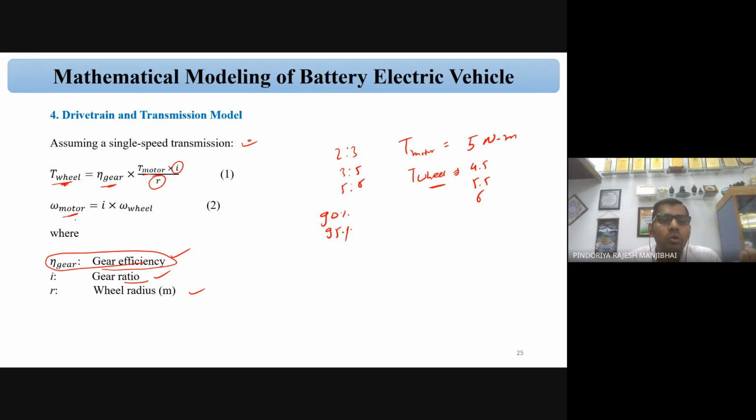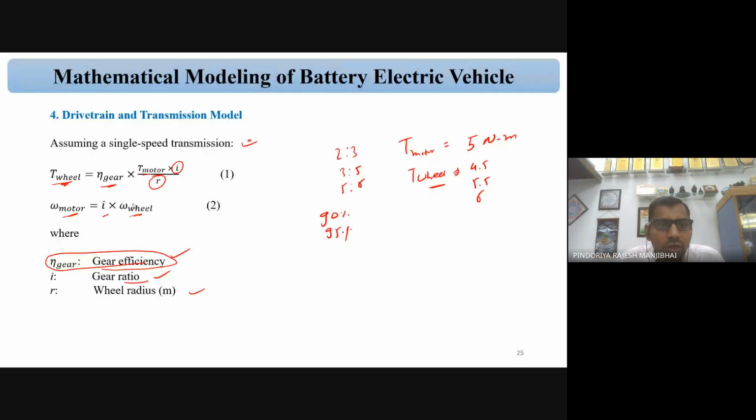So omega motor, the motor speed, is equal to i times omega wheel, correct? So what is the motor speed? It is i times omega wheel. What is the speed of your wheel? Omega is radian per second, not RPM. If you want to change to RPM, then you can multiply by 2 pi N by 60, correct?